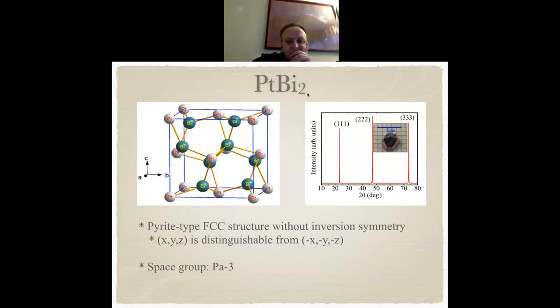So platinum bismuth 2 has a pyrite-type face-centered cubic structure. That's what FCC stands for. And it does not have inversion symmetry, which means that, yes, XYZ is distinguishable from negative XYZ. You can see from this picture, one of the crystals they grew had a very well-developed facet on the 111 plane. Now that's a certain plane in the Brillouin zone, for those not familiar with that.